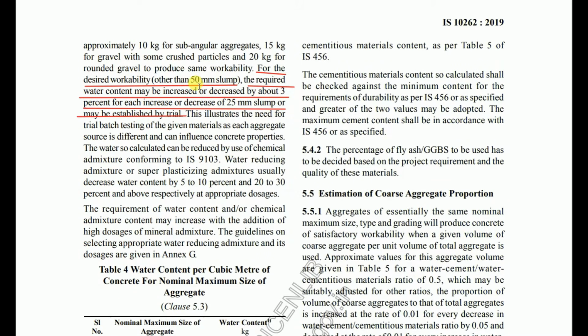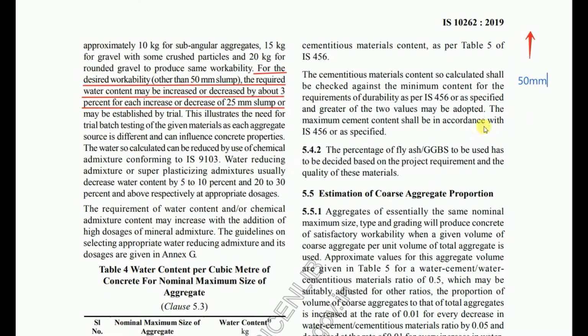For example, see here we have the value from table 4, that is for 50 mm slump. For example, let's have a 75 mm slump. That means 50 mm plus 25 mm. Okay, that is 75. So we have 25 mm increase of slump. So in that case, we need to increase the water content by about 3%. Similarly, if the slump is 25 mm, that means the slump got reduced from 50 mm to 25 mm. If the slump is 25 mm, then it got decreased, right? So for that, we need to decrease the water content by 3% for each 25 mm decrease in slump.